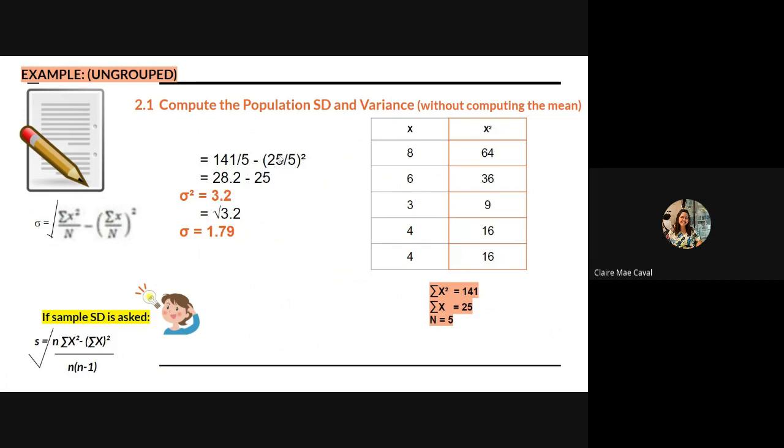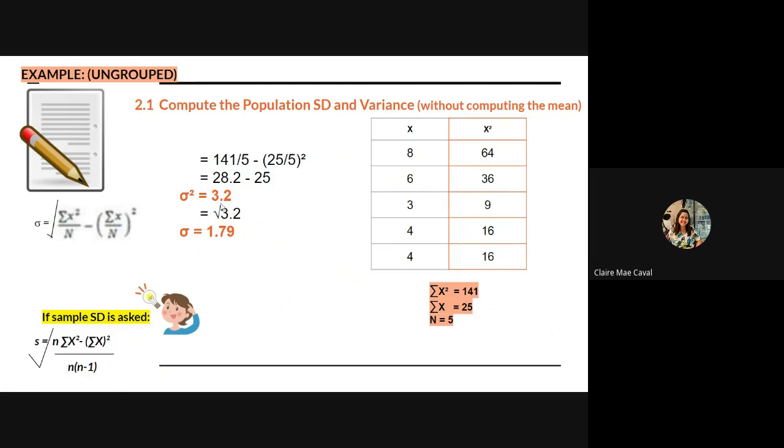Then you square it. Next to parenthesis in PEMDAS is the exponent. So the square of 5 is 25. You also solve this one: 141 divided by 5 is 28.2. So this time, we have 28.2 minus 25, which is equal to 3.2. Therefore, the population variance is equal to 3.2.